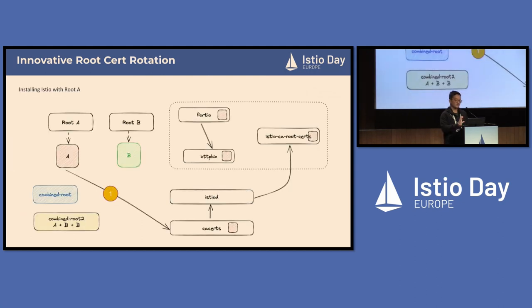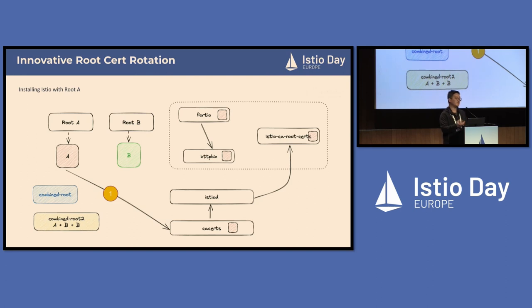So here's the thing. We start from here. You have a cluster and you have an istio with root A. I call it root A, just the same as intermediate A. And we need to rotate it to root B. And on the left side, you can see there are two other things. The combined root is just root set A plus root set B. And there's another one called combined root 2, and it was just root A plus B and one more.